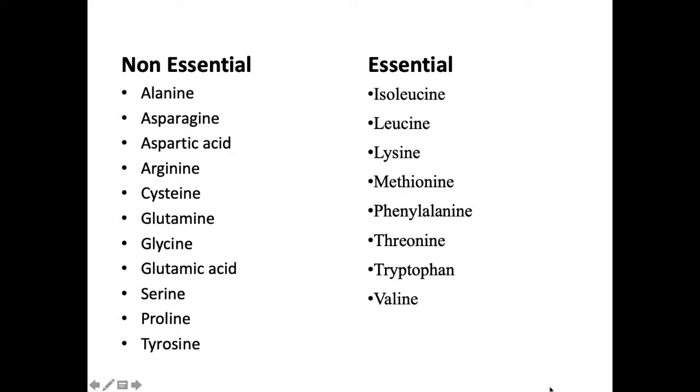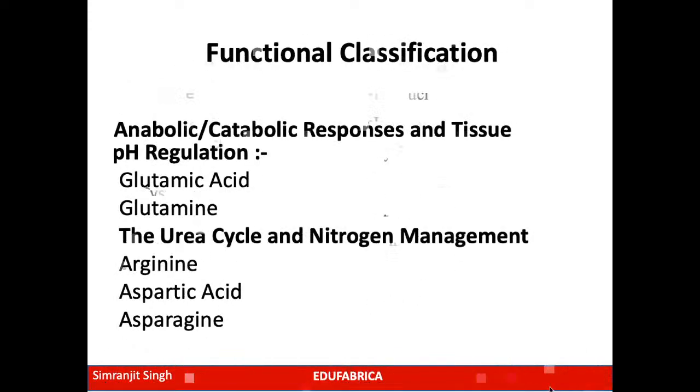The non-essential ones include alanine, asparagine, aspartic acid, arginine, cysteine, glutamine, glycine, glutamic acid, serine, proline and tyrosine. The essential ones include isoleucine, leucine, lysine, methionine, phenylalanine, threonine, tryptophan and valine. That's how we have divided these 20 amino acids into non-essential and essential amino acids.